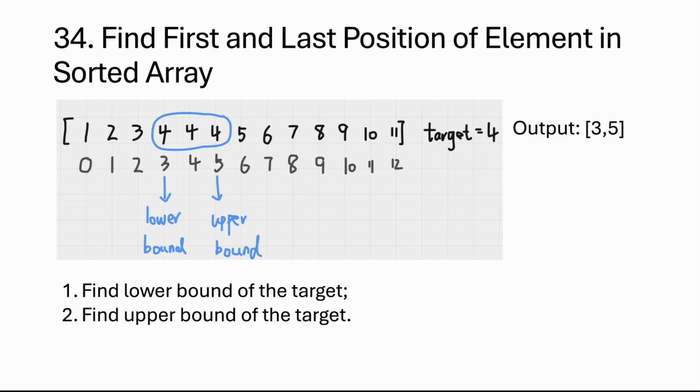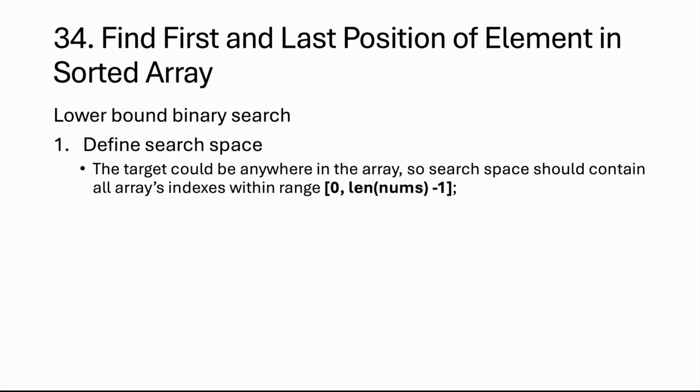This is an example. We have a sorted array. The target value is 4. The first and last occurrences of number 4 are indexes 3 and 5. That's why the output is 3, 5. So that means in order to solve this problem, we need to find the lower bound of the target and also find the upper bound of the target. We can use binary search technique to find the lower bound and upper bound.